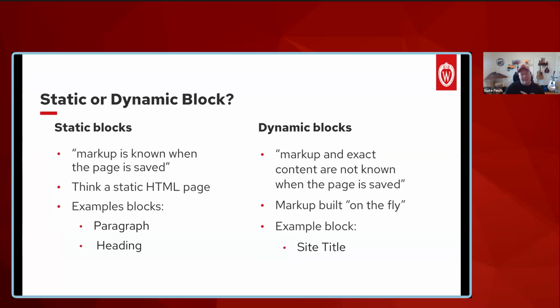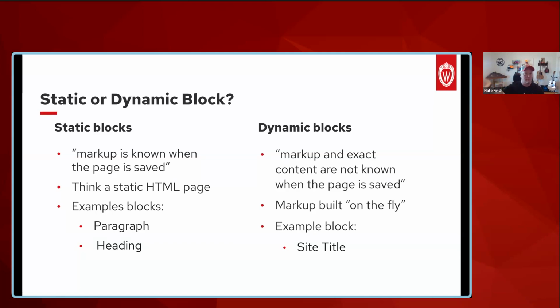So the first question that you're going to need to ask yourself if you're building blocks is, do I need this block to be static or dynamic? And there's a few differences here that aren't very apparent at first. But for static blocks, you have markup that is known when the page is saved. So basically what that means is that whatever you see in the editor, that's already being rendered as HTML. And so if you change something, you type it out, as in the paragraph block or the heading block, then that HTML is already known and it can be saved as such, right?